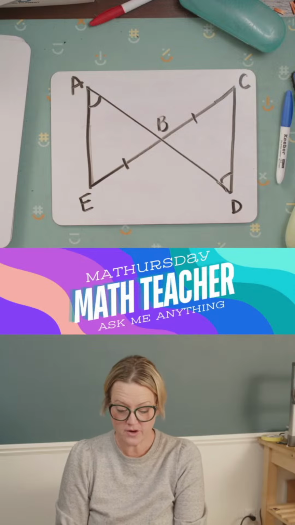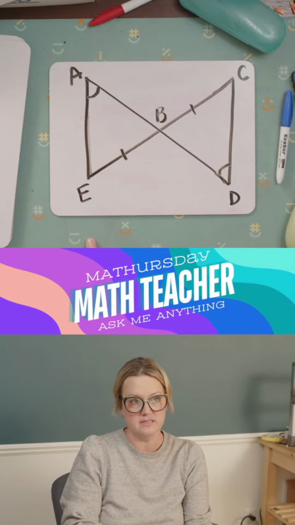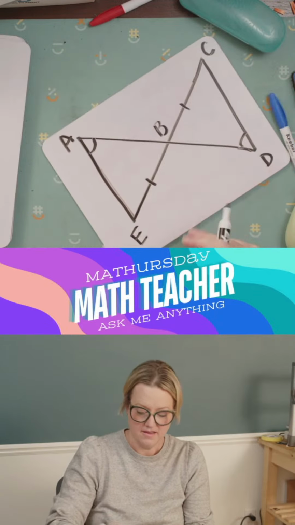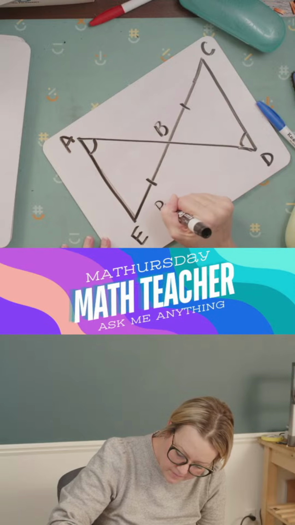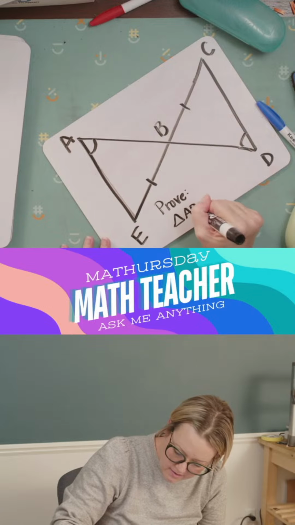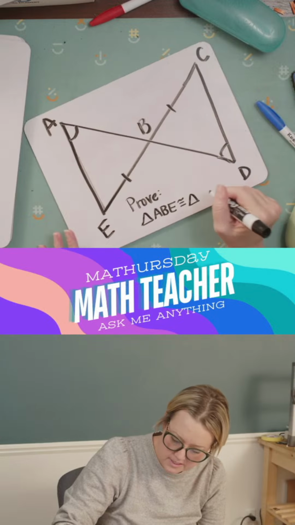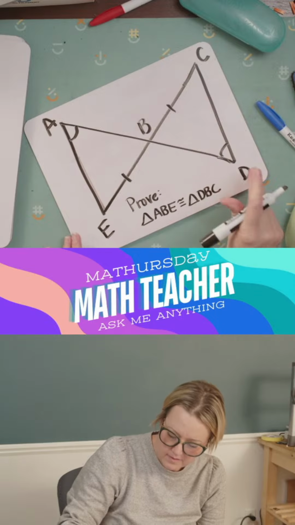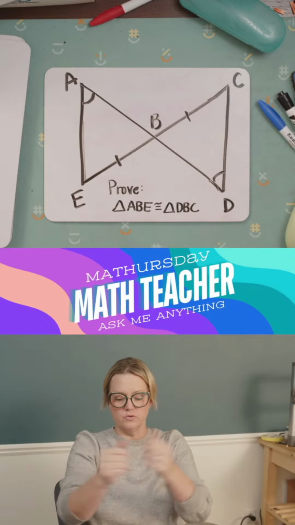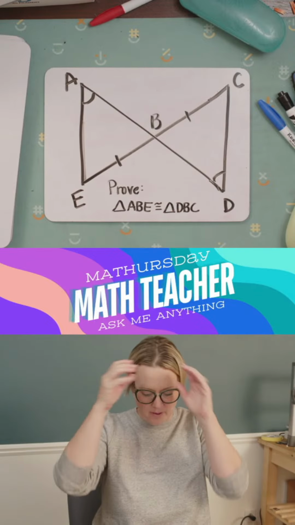So this is all the information that we're given, and what we're going to be asked to do is prove ABE is congruent to DBC. So we're going to prove that triangle ABE is congruent to triangle DBC. Now I'm not going to write out the whole sequence and all that, because those are really hard to do in this format, and it's going to be hard for you guys to see it.